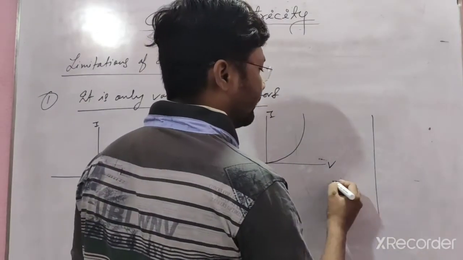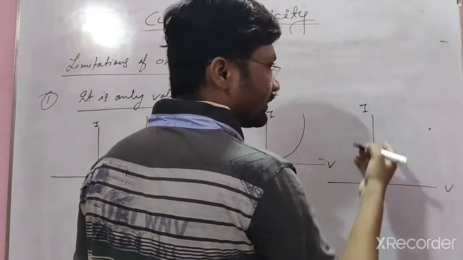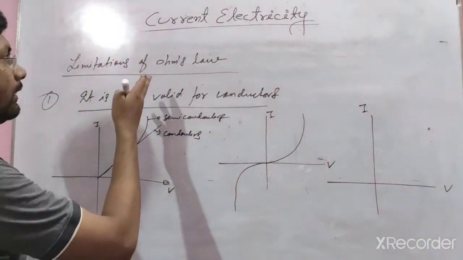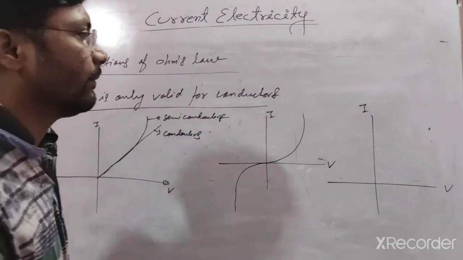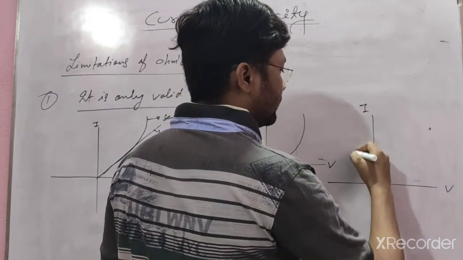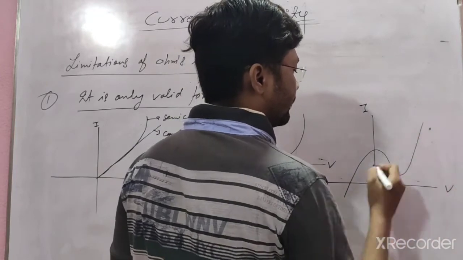The third thing is that we are talking about semiconductors. For semiconductors, this Ohm's law is not valid. The graph will be just like this.